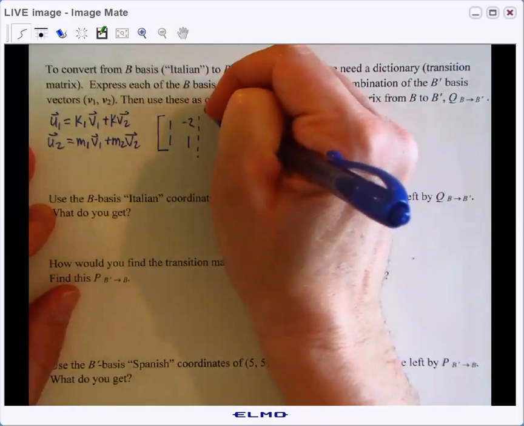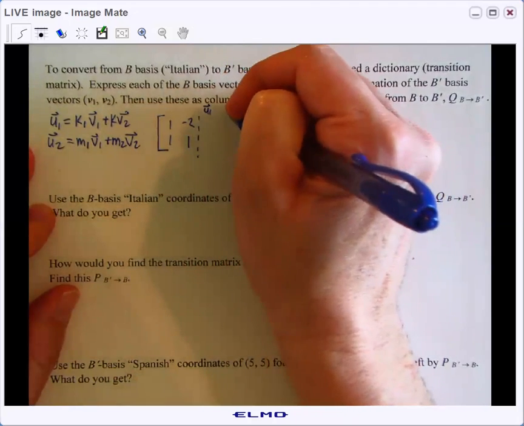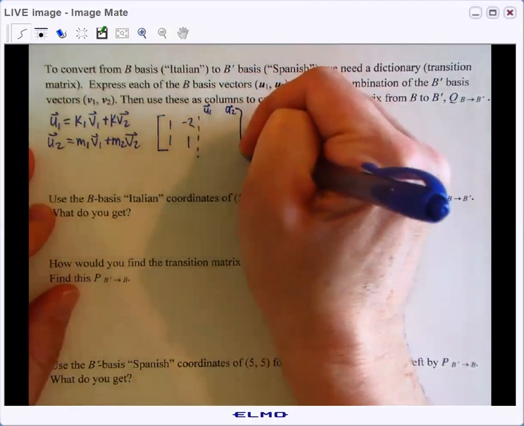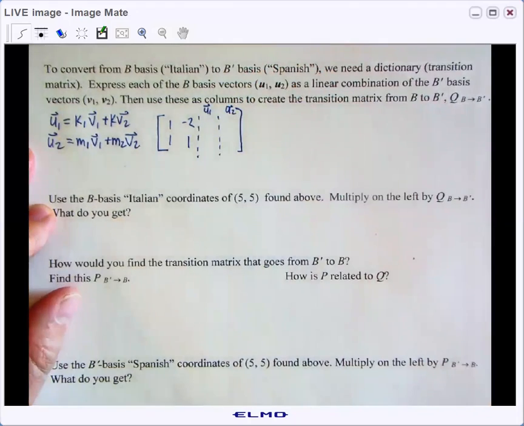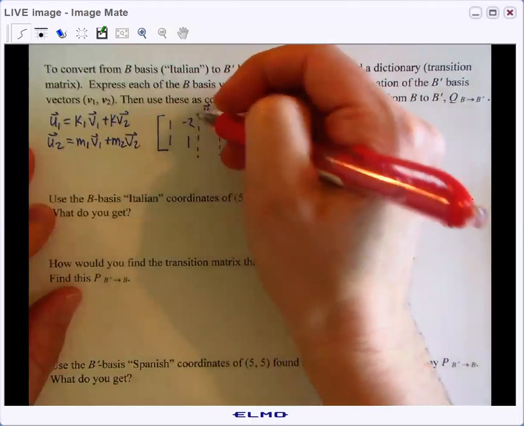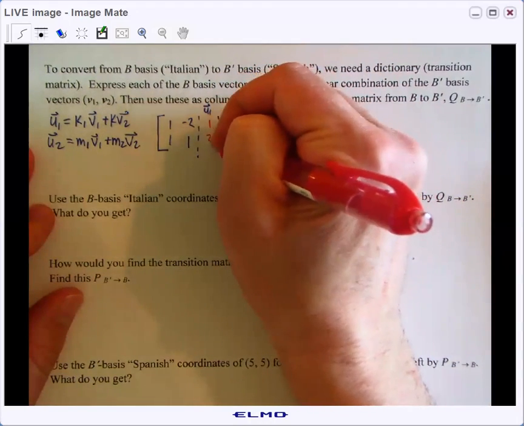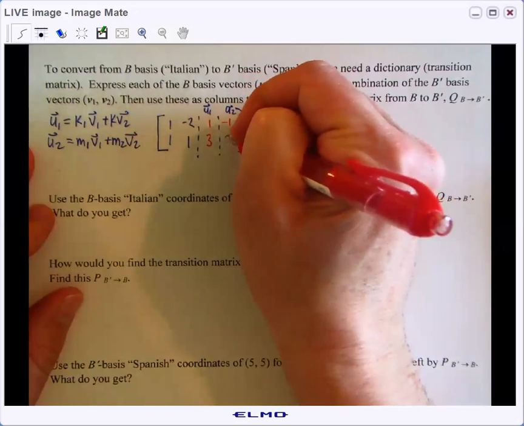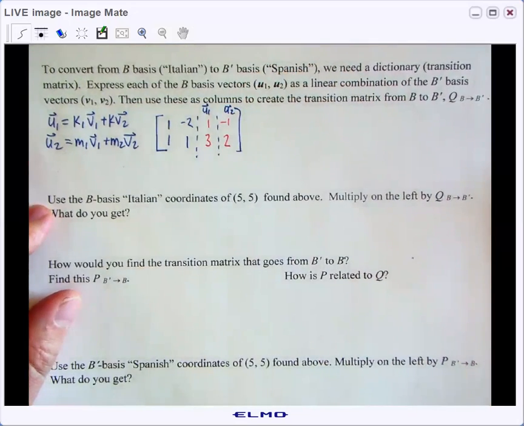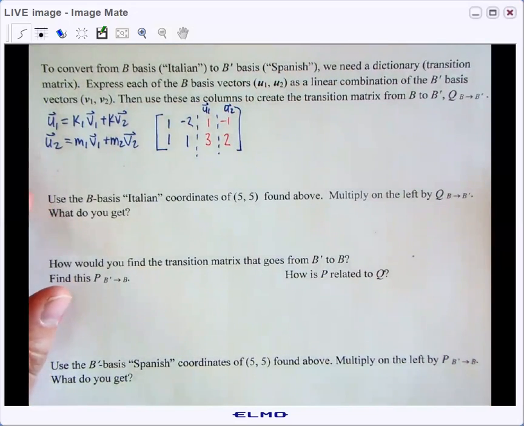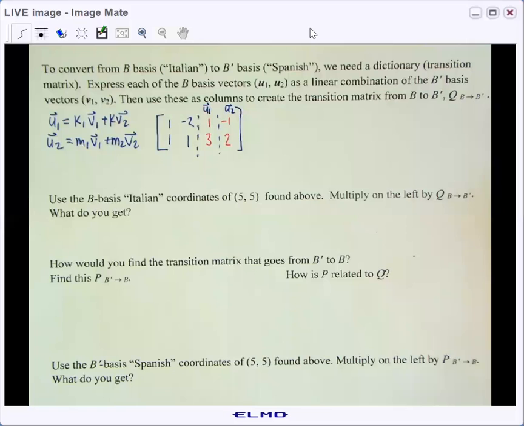So I'm going to augment by the U1 and the U2 so that I can actually solve both systems all at once. And U1 and U2 were the English vectors 1, 3, and -1, 2, because I have to communicate in some kind of language here. And so let's RREF that and find out who K1, K2, and M1 and M2 are.